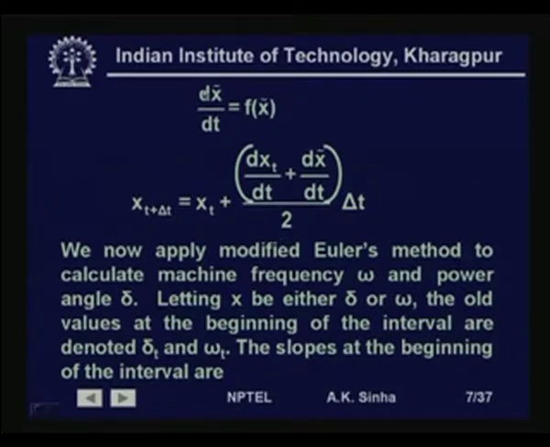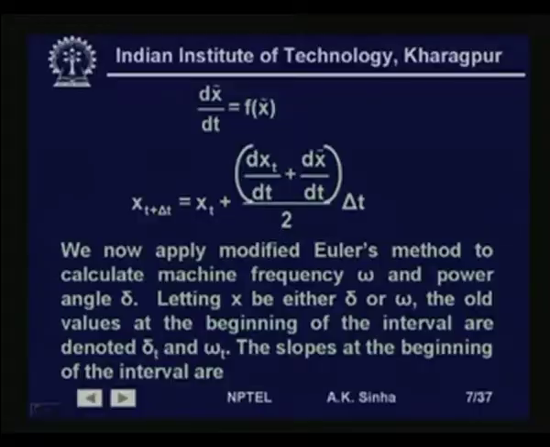Okay, so this is the slope that we have written f x dash, and x t plus delta t is nothing but x t plus the slope at the beginning plus the slope at the end of the interval divided by 2, that is the average slope, into delta t. So, we now apply the modified Euler method to calculate the machine frequency omega and the power angle delta. We will try to use it for the swing equation solution.